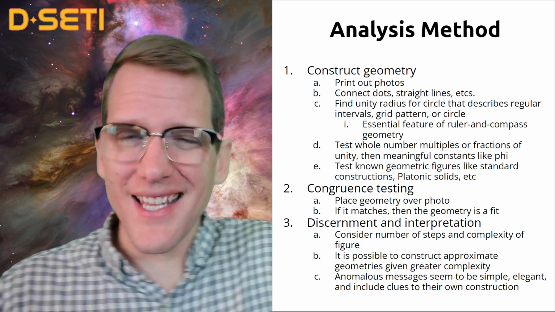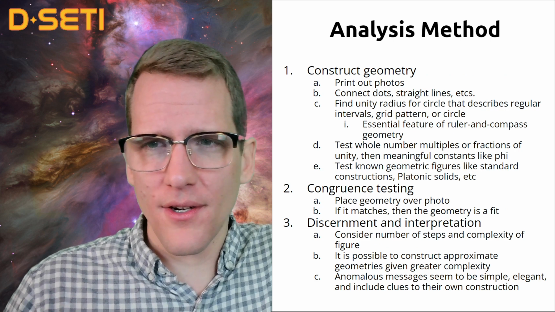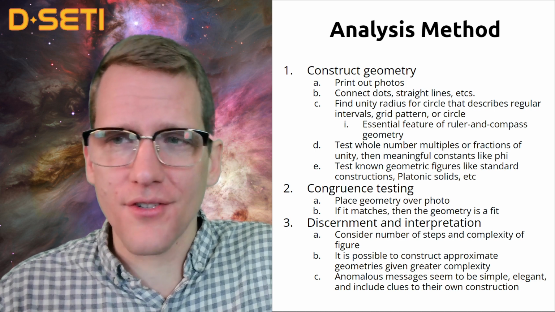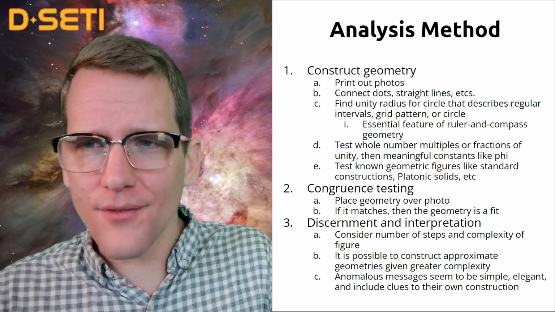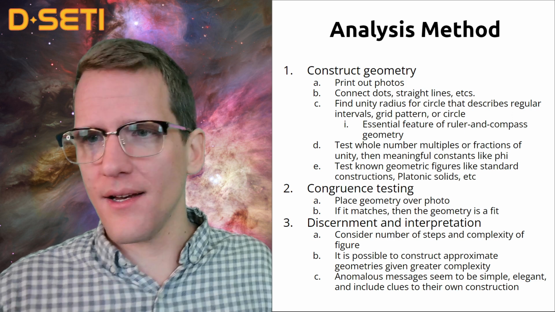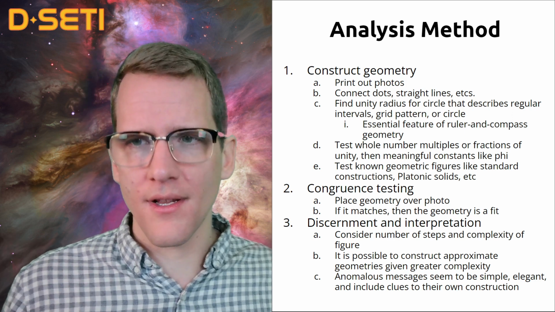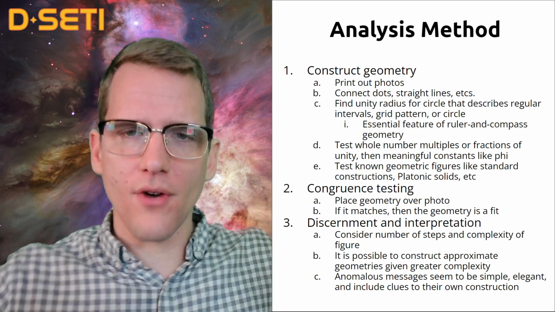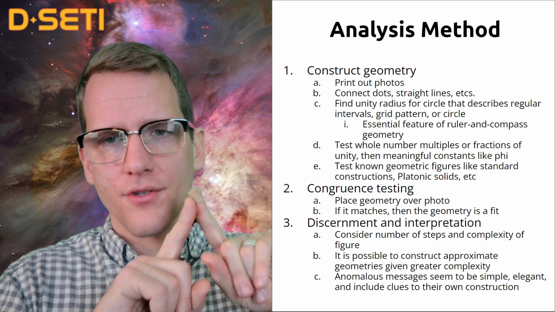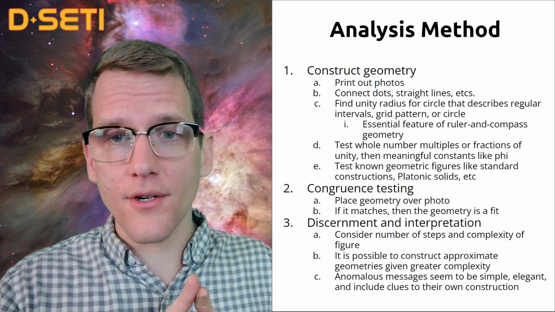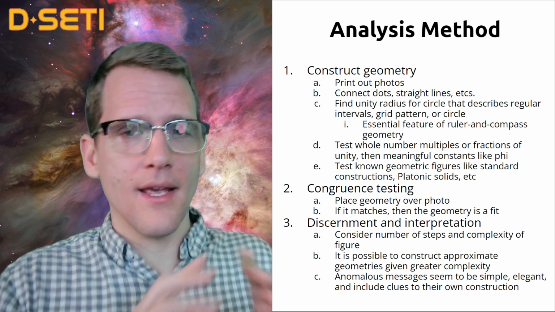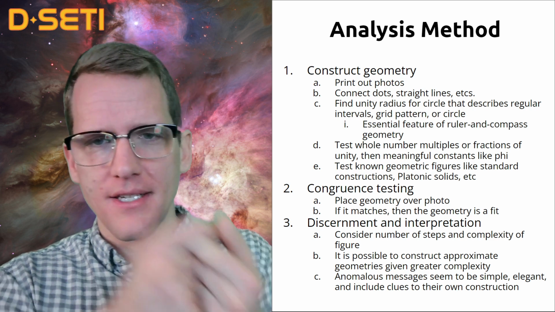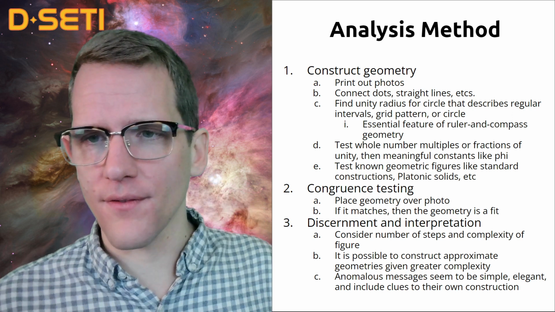So the analysis method I use here involves constructing the geometry. I print out the photos, I connect the dots, the straight lines, etc. find the unity radius for the circle that describes regular intervals or grid patterns or the circle. This is the essential feature of ruler and compass geometry, because all the other things you draw come back to reference to this original circle. So everything comes out of this unity circle, everything resolves back to it. It's a very beautiful metaphor for how consciousness expresses throughout this whole universe.